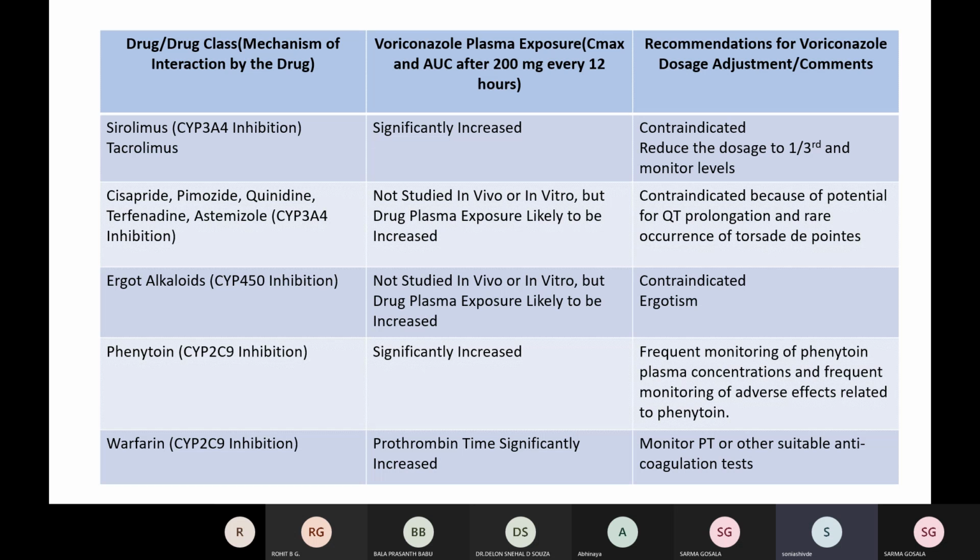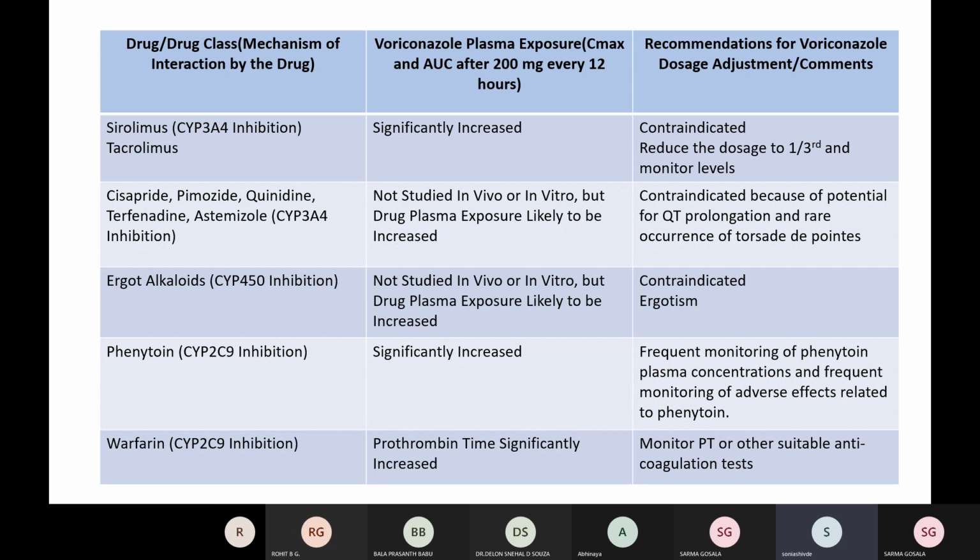Coming to the other drugs, as we have seen, fungal infections, especially invasive aspergillosis and those molds, Pseudallescheria and all, are very common in transplant patients. When it comes to transplant, we have sirolimus and tacrolimus there. Their concentrations are significantly increased, and they increase the level of voriconazole as well. Sirolimus is contraindicated. For tacrolimus, we have to reduce the dose to 1/3 and monitor levels closely.